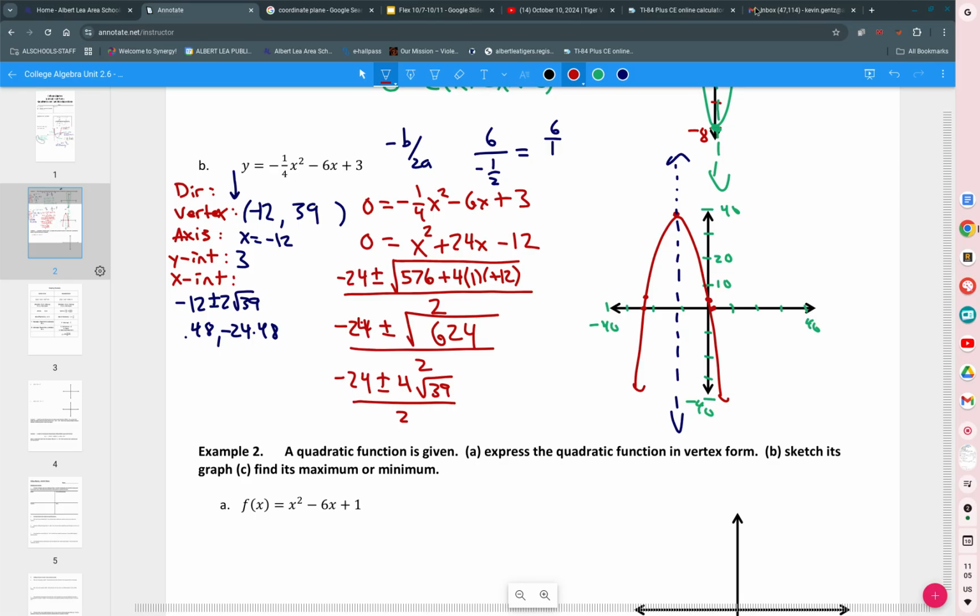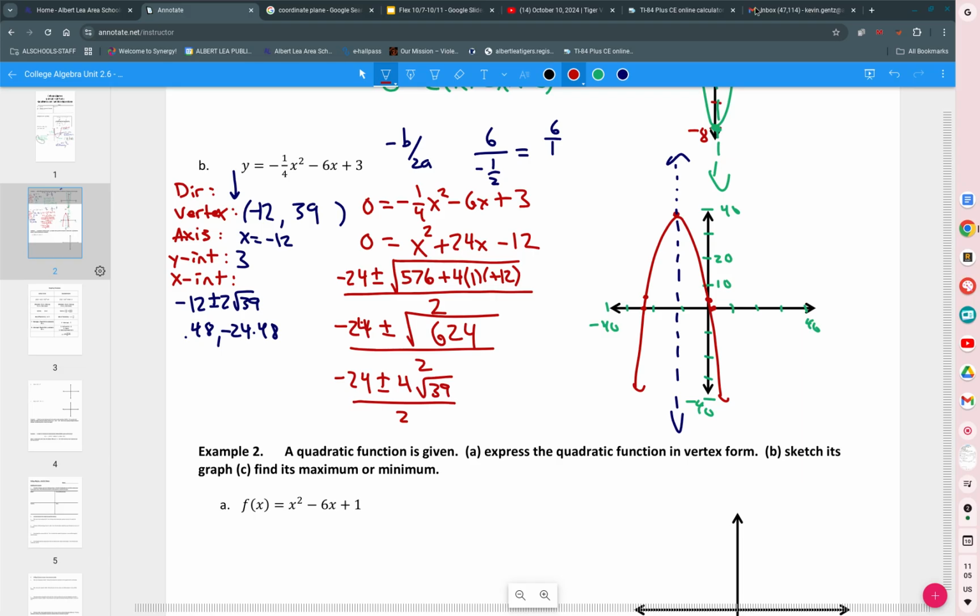I think I typed something wrong. Oh, that's right. That's what we got. I got 0.48. Practice makes perfect, right? So if you were on the test and you got negative 12 plus or minus 2 roots of 39, is it possible you might wonder, did I do that incorrectly? That seems like an odd result, right?